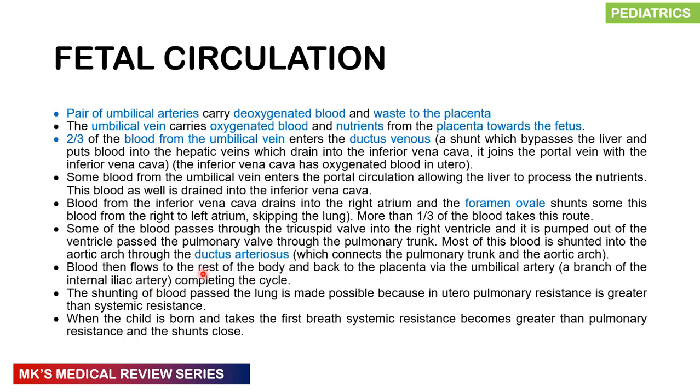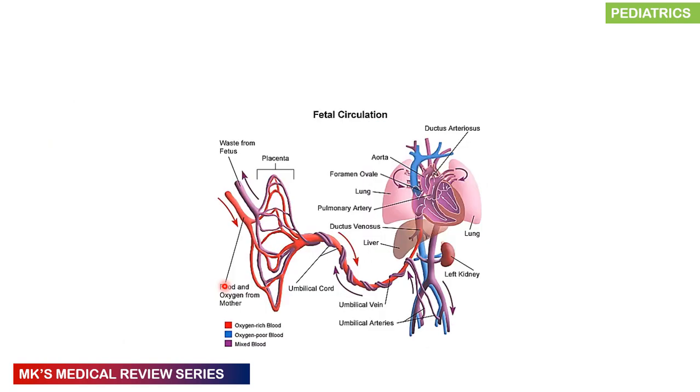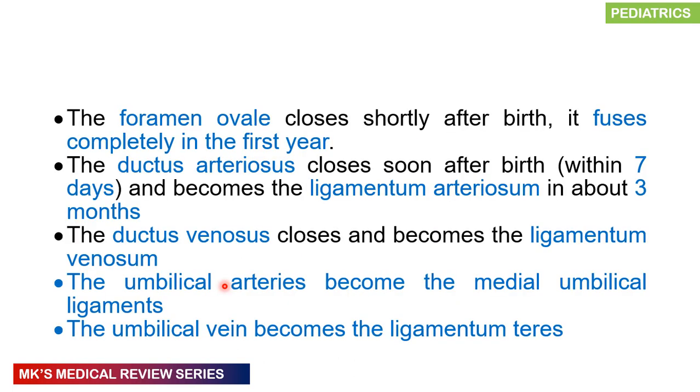The shunting of blood past the lungs is made possible because of the point that I keep stressing: the pulmonary resistance is greater than the systemic resistance. But when the child is born and takes their first breath, the systemic resistance becomes greater than the pulmonary resistance. Then of course this closes the shunts. So this is an image again. Once more, you may pause it here, and I think you understand now, and you may take a screenshot of the fetal circulation. Now remember that the foramen ovale is not going to remain open forever. It's going to close shut after birth.